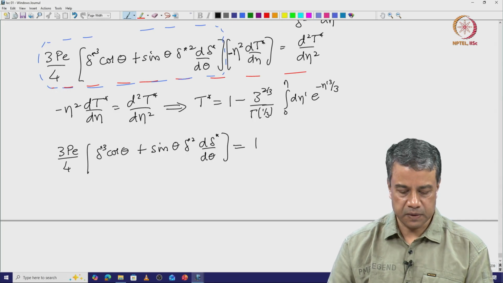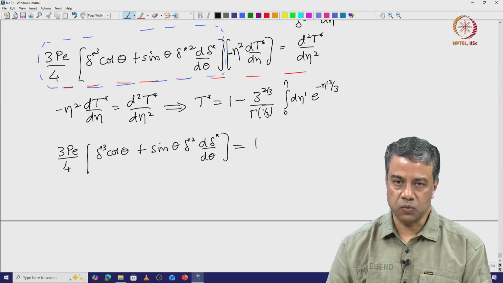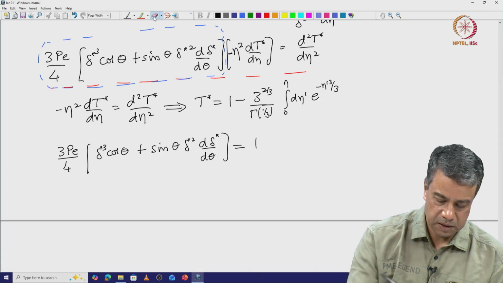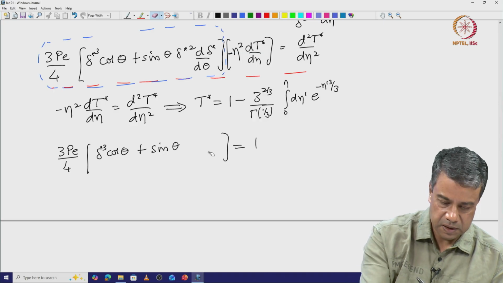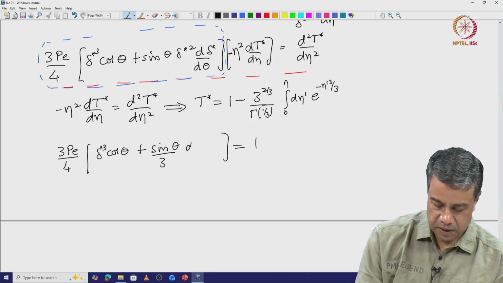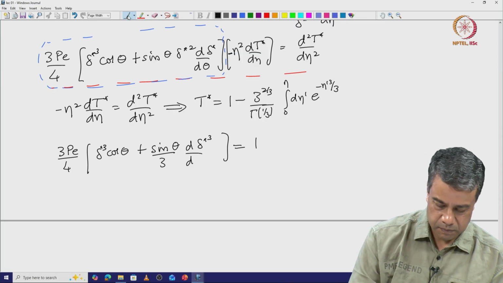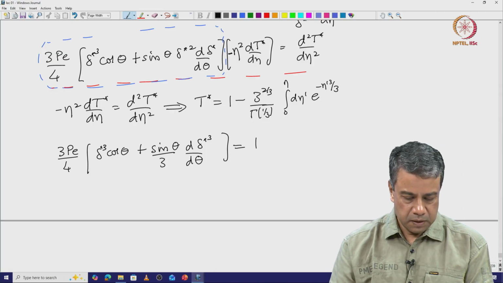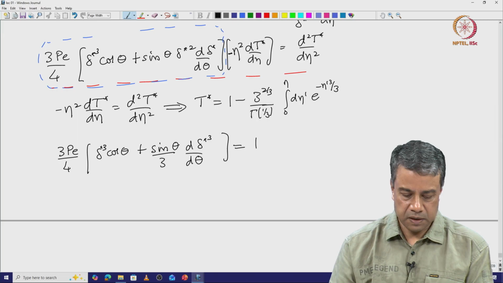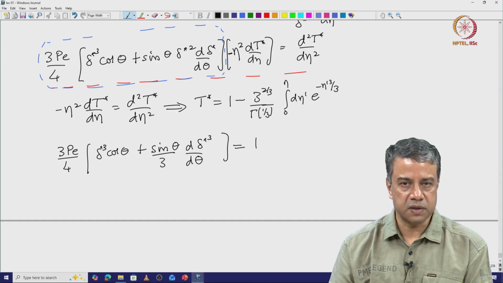A first order differential equation for delta in terms of theta. Delta squared times d delta by d theta is equal to 1/3 of d delta cubed by d theta. So, this I can write as sin theta by 3 d delta cubed by d theta. And this is a first order differential equation. I can reduce it to the standard form where we can use the integrating factor.